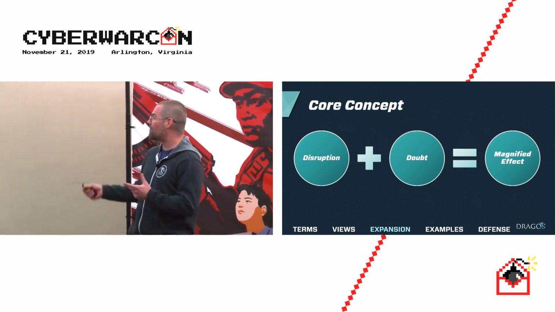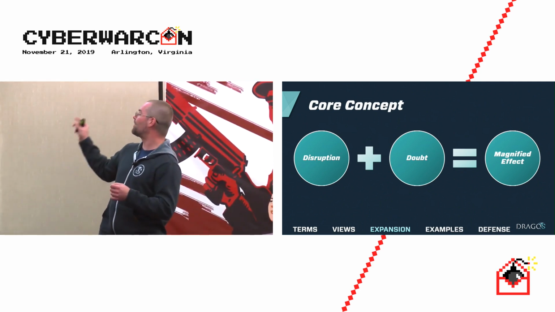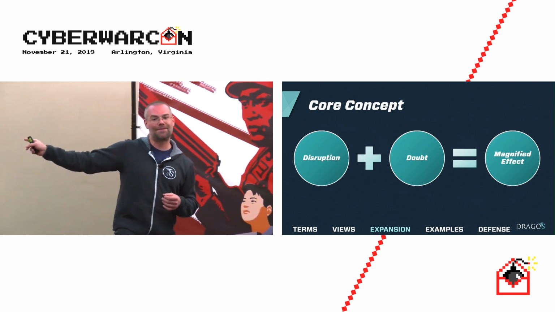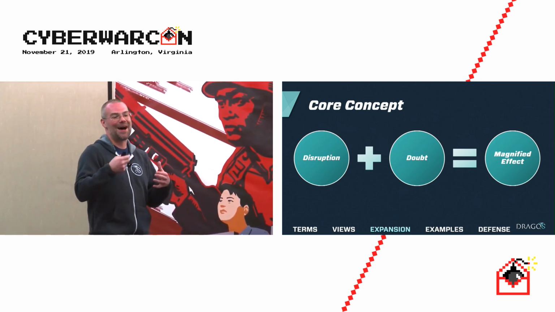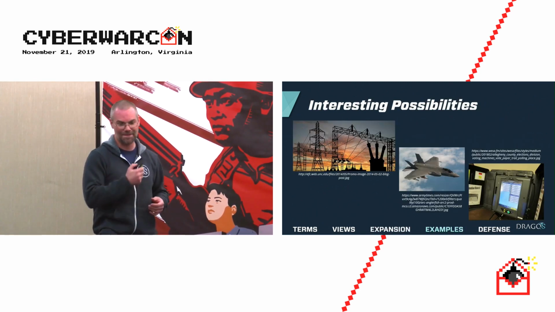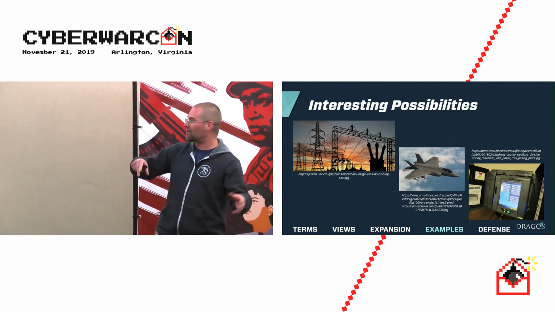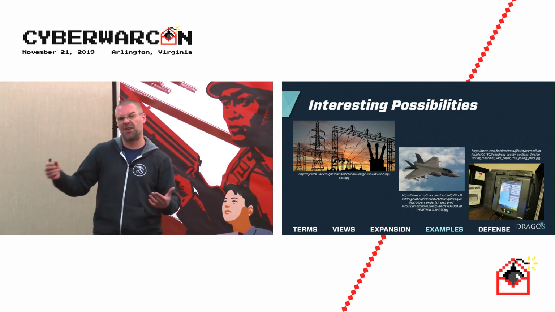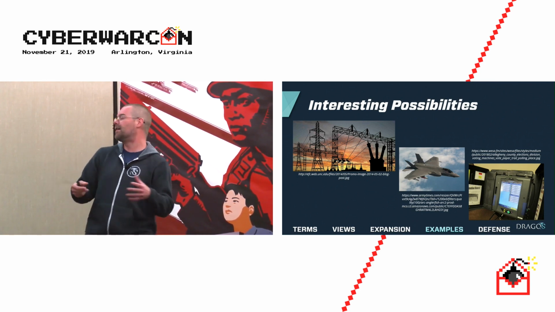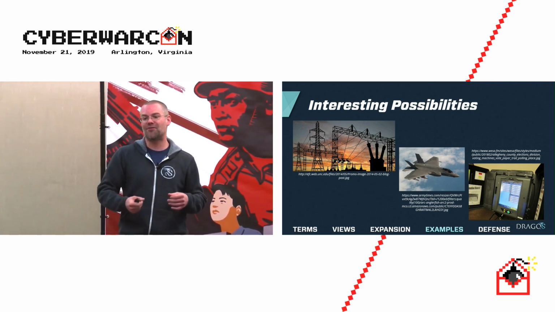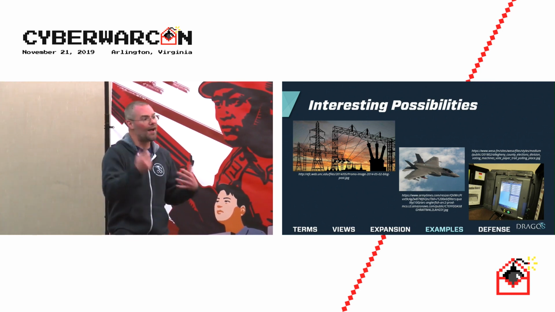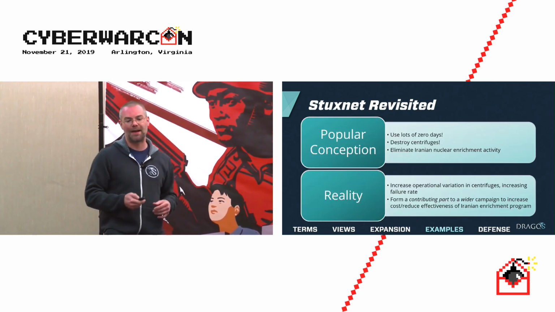So the core concept here is that by combining disruption, shut that off, with doubt, you create a magnified effect around how you can interact with critical infrastructure. So there are some interesting possibilities here. We could look at things like the electric sector, which I'll talk about. We can look at manufacturing, like whether we could really depend on the F-35, probably not. Or looking at really interesting things around voting. Lots of possibilities here. We're only going to have time to talk about a couple.